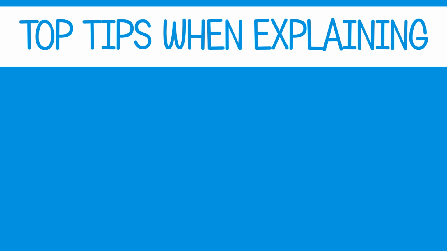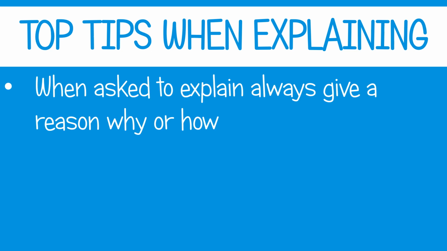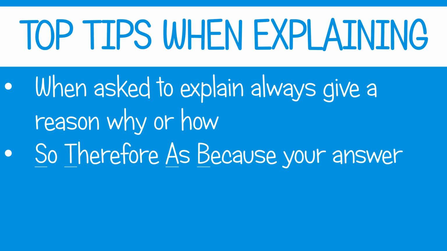Top tips when being asked to explain in practical cake craft. When we're being asked to explain, we always want to give a reason why or how. Think about a small child, they always want to know why, so keep going until you've given a reason why or how. If you struggle to give a reason why or how, read back through your answer and make sure that you have been using the words so, therefore, as, or because. That's known as stabbing your answer. If you've got one of these words in your answer, you are more likely to be fully explaining your answers.